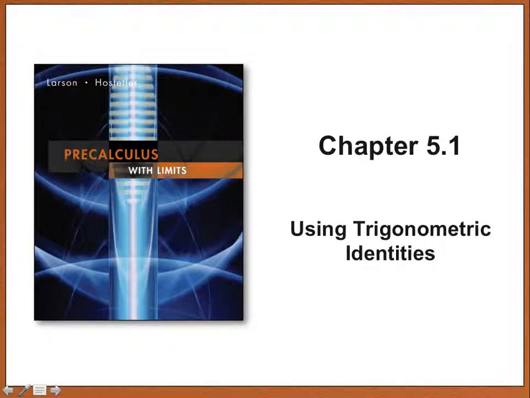This is section 5.1, using trigonometric identities. So this chapter, chapter 5, our last chapter of the year, covers something that is often referred to as analytical trigonometry. And that means that what you're doing is you're not so much sketching real-life triangles, you're analyzing the properties of these triangles by using the identities.